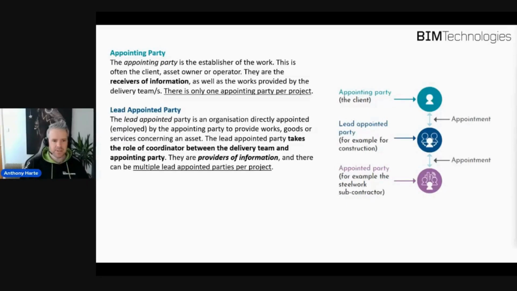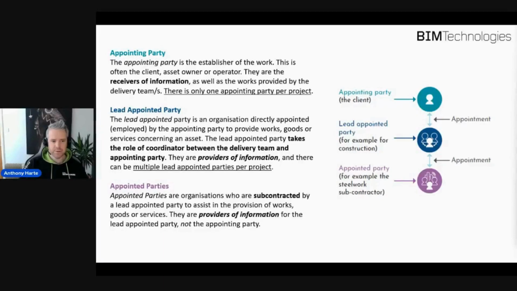A lead appointed party is responsible for the coordination of the delivery team in terms of the information and the data and the 3D aspect of that as well. And they are the providers of that information, but there could be multiple lead appointed parties. So I'll come on to that on the next slide within a project. And then you have an appointed party who is subcontracted by a lead appointed party to provide information as well. So if you could consider that a subcontractor for the steelwork is the example in the image here.